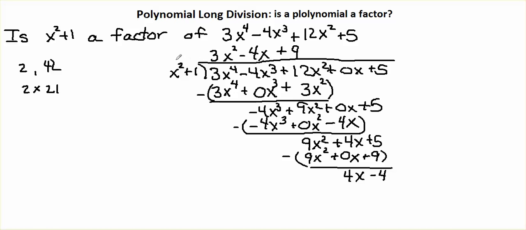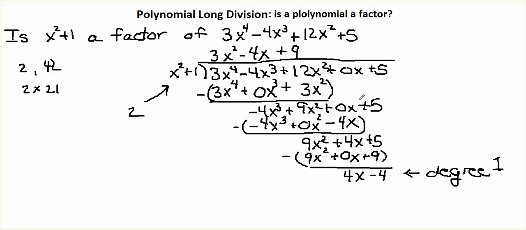Now we're going to see, does x squared go into 4x? It doesn't. And the reason it doesn't is that the degree of this polynomial right here is 1. The degree of this polynomial, this one right here, is 2. Whenever your degree down here is less than the degree of the divisor, you're done dividing. So we know that we're done dividing because this x has a degree of 1. This x squared in our divisor has a degree of 2. 1 is less than 2, so we are done.